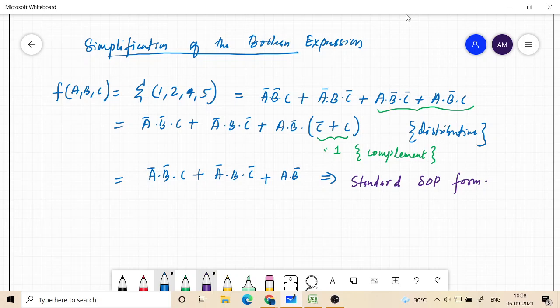Okay, here C is absent or C bar is absent, so that is also acceptable. Okay, in other words, we are saying is that if you say this term is present, then it doesn't depend upon whether C or C bar. That's what physically it means.